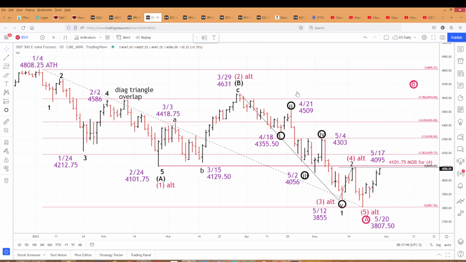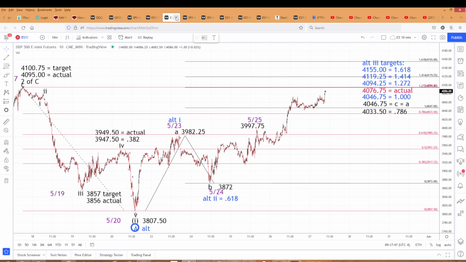Let me look at this, get back to this 10-minute. Yeah, we're getting close right there. Where are we sitting at? 4085. 4095 is the make or break. It's getting there. So it should be an interesting day today and possibly Tuesday. We'll see which one of these counts bears out.